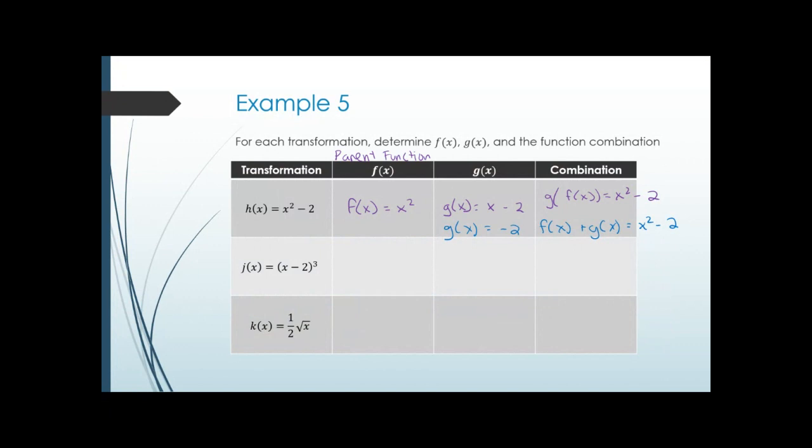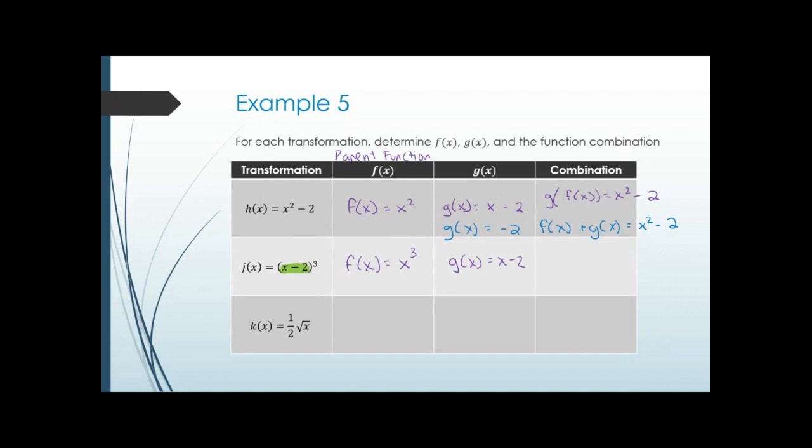Now the next one that I'm looking at here is j of x. So j of x is, in parentheses, x minus 2 to the third power. So taking a look at this, looks like we basically have plugged x minus 2 into something since that's in parentheses. So our parent function here would be something cubed, so that would be f of x equals x cubed. And then it looks like we plugged in x minus 2 into that, so our g of x would be x minus 2.